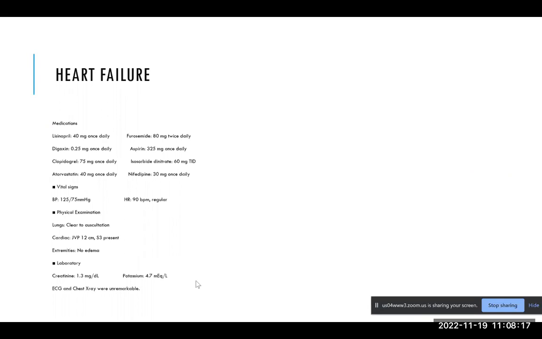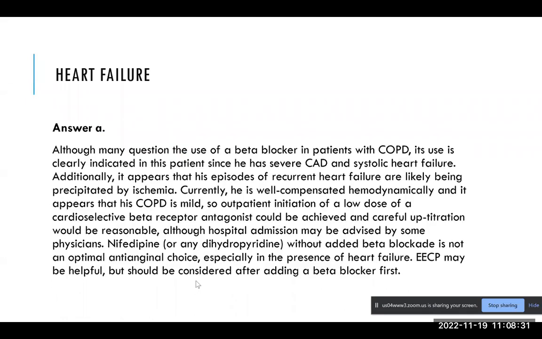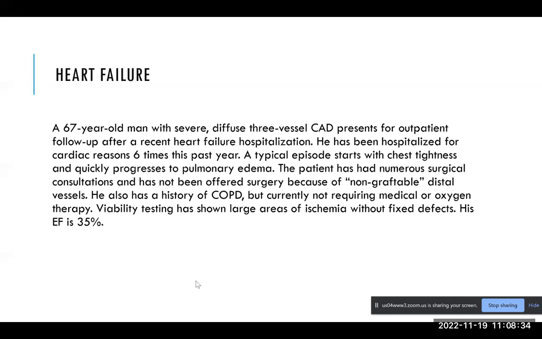So the answer is I need to add beta blocker. Okay, so that is correct. So the message here is that if the patient has COPD, this is not a contraindication for beta blockers. Especially if it is mild or labeled as COPD, because many physicians will just avoid beta blockers because of this label.